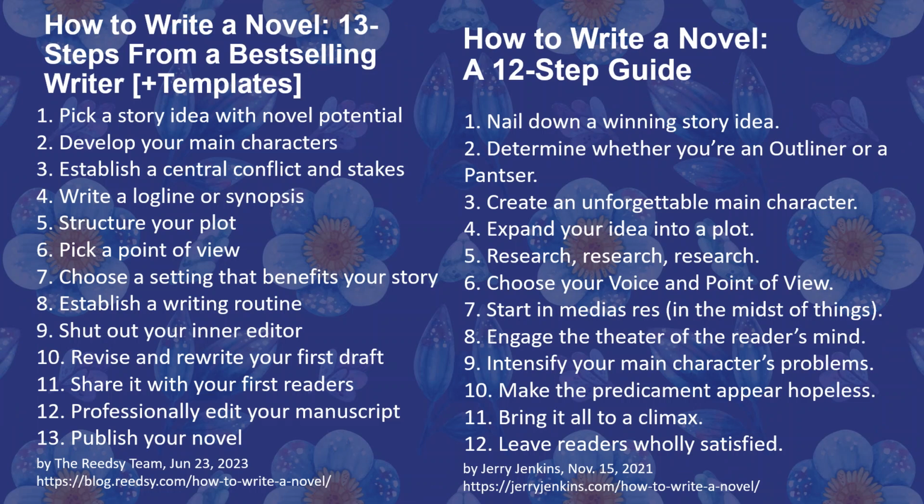Did they? Okay. So I have on the screen right now 2 articles that I looked at. So the Reedsy team, which was 13 steps, and I thought this would be interesting to compare, and Jerry Jenkins, which is 12 steps. So when you look at it, Reedsy team says step 1, pick a story idea with novel potential. Jerry Jenkins says step 1, nail down a winning story idea. They both talk about you have to figure out your story idea, right? You have to figure out what your idea is.